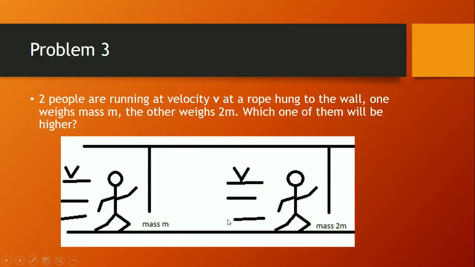So two people are running at two ropes. They're both running with the same velocity. This one weighs mass m, and then the other person weighs double. So which one of them will swing up higher?